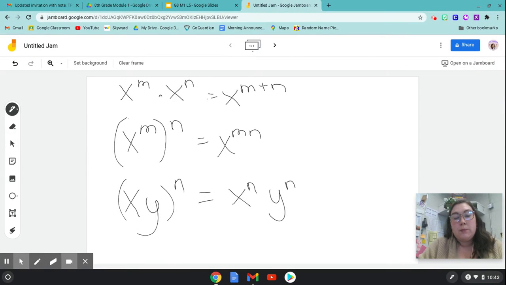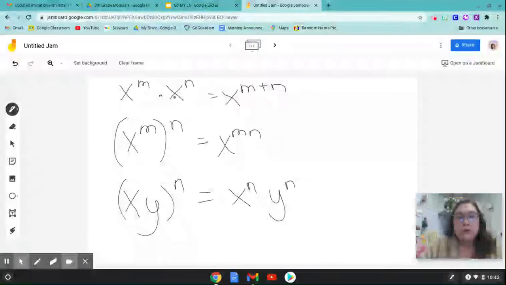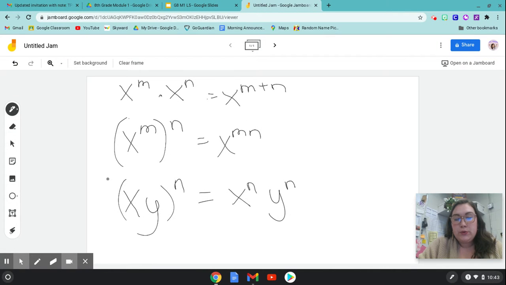So far, these are some of the rules that we have determined. If we're multiplying two numbers with the same base but different exponents, we add them. If we're raising an exponent to another exponent, we multiply them. If we have two numbers inside the parenthesis and just a single exponent, we are going to multiply each number to the exponent.